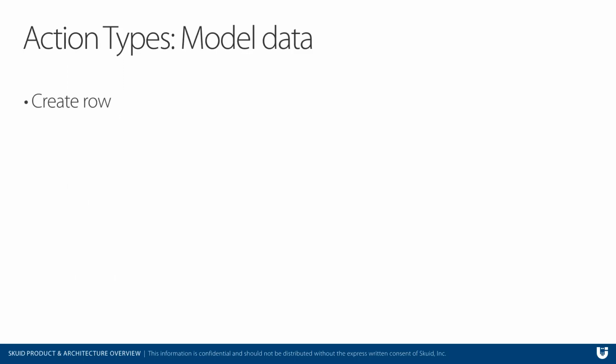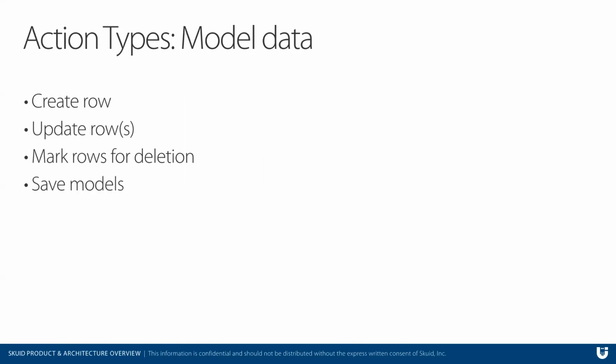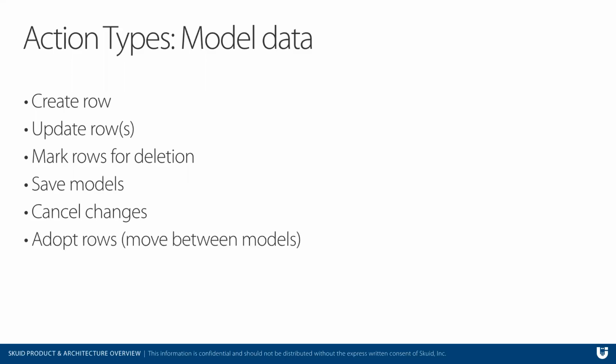When interacting with model data, there are a lot of actions that correspond to the standard model actions: creating a new row, updating rows, changing the values, marking a model row for deletion, so that when you go save, that row, or maybe multiple rows, will then be deleted in the database. Saving is one of the few interactions that actually interact with the database. When you do a save, it connects to your data sources and commits changes that you made in your models. Canceling clears out models to their original state.